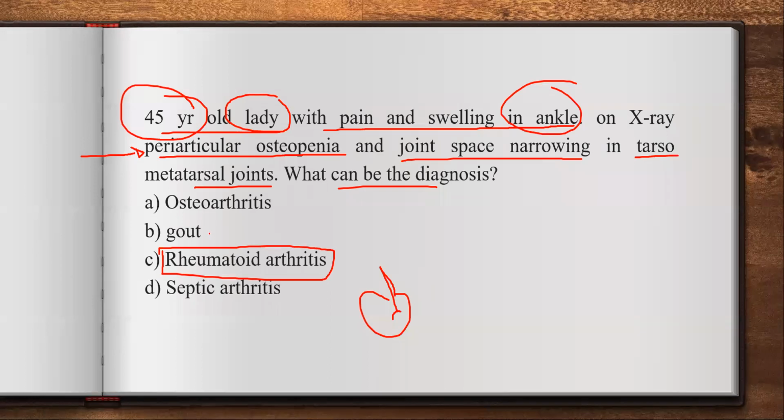Gout, usually in the X-ray, you will get a punched out lesion or punched out margin. Septic arthritis would not cause anything like that. Okay, so that's your main diagnosis, rheumatoid arthritis in this case.